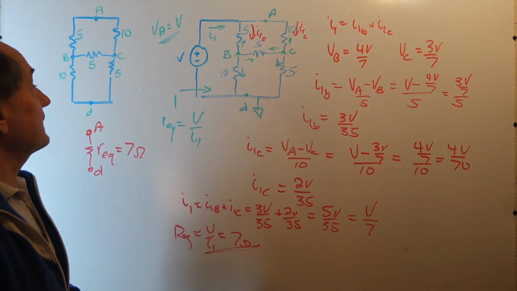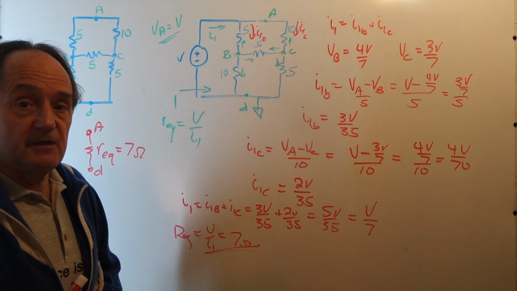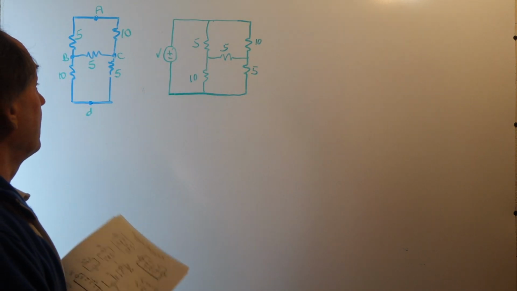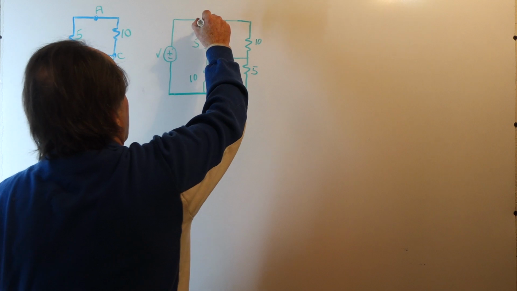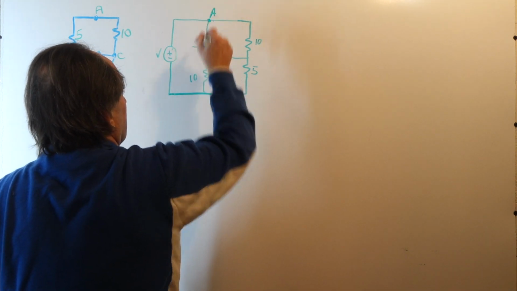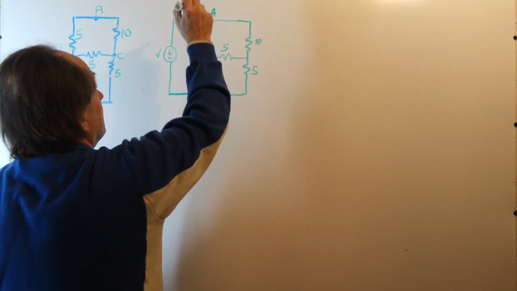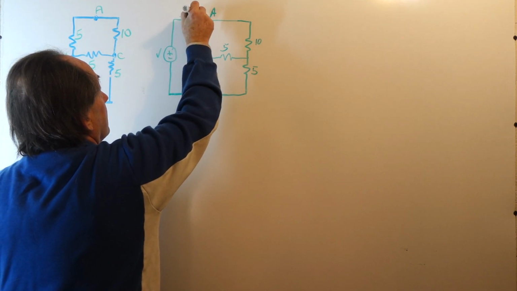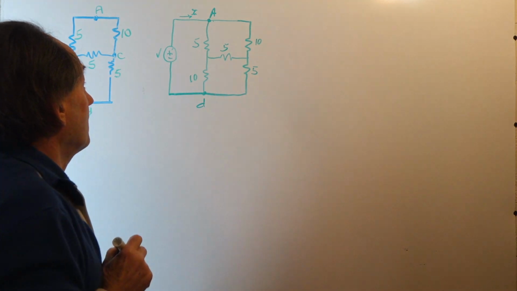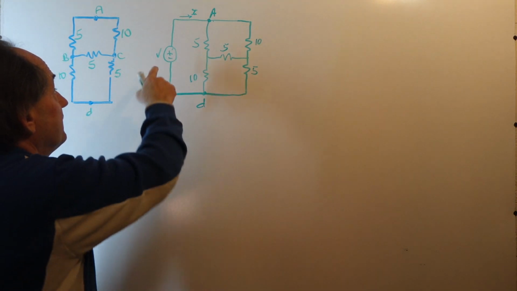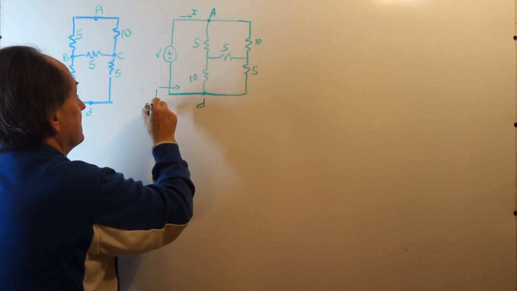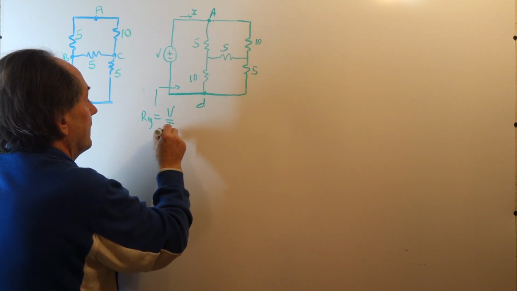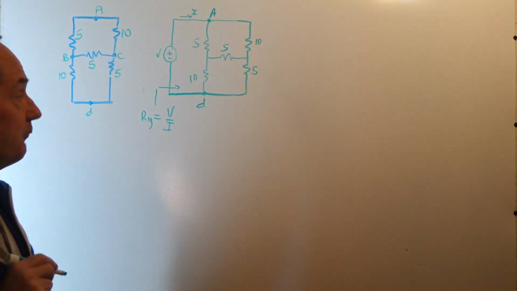Now, the next way I'm going to solve this is using Thevenin equivalence. Okay, I've redrawn the network here, and again, I'm driving points A and D with a voltage source, and what we want to do is find the current I that's flowing into the network from voltage source V, so that we can compute the equivalent resistance. Our equivalent will just be V over I, and that's what we're looking for.